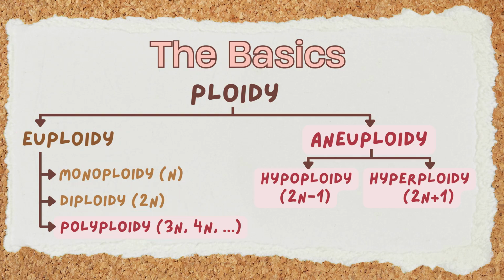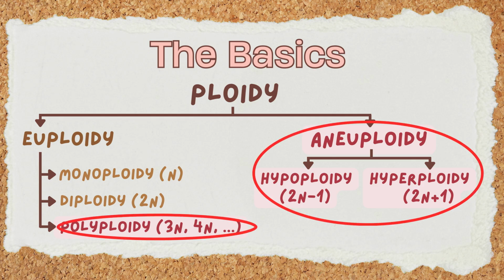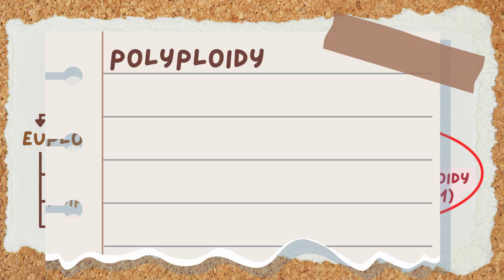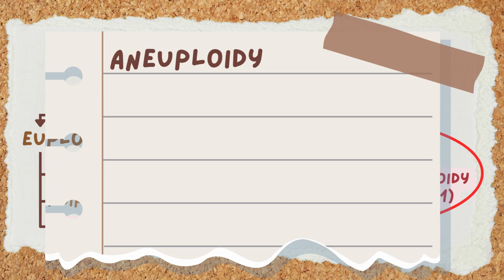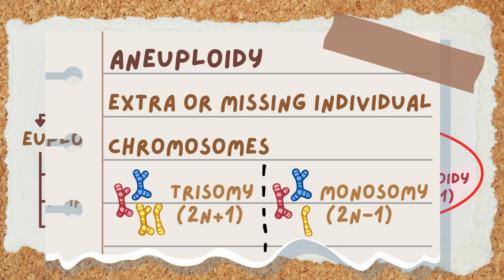But when that organization is disrupted, we get two main categories. The first is polyploidy. Polyploidy is when there are extra full sets of chromosomes. And the second is aneuploidy. Aneuploidy is when there are extra or missing individual chromosomes. And that distinction is really important because it directly impacts how severe the condition is.